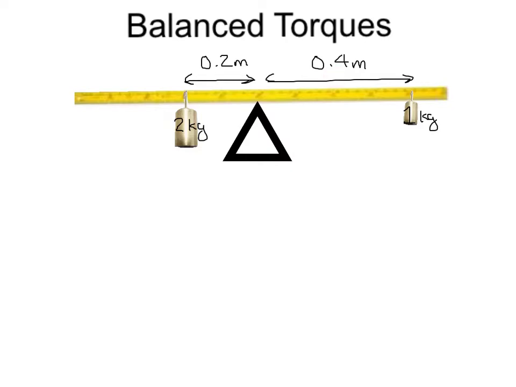Let's show how those torques are balanced. That is, the torque on the left of the meter stick from the 2 kilogram mass will balance the torque on the right of the meter stick by the 1 kilogram mass.